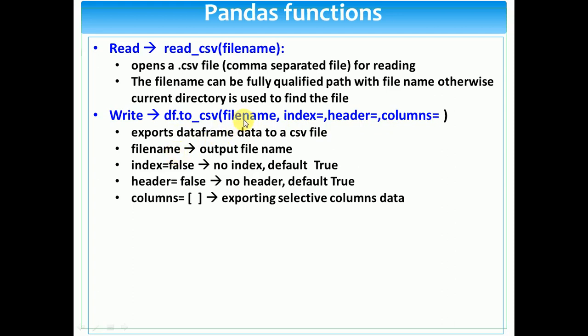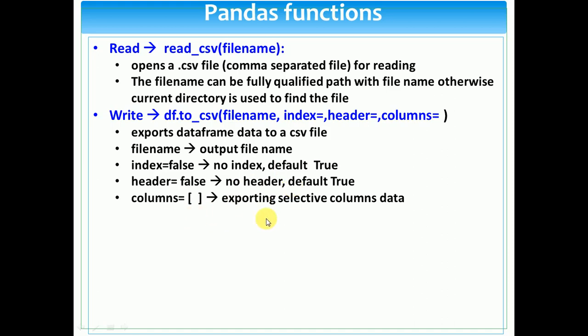Here the file name parameter is the output file name. For the index, if you set it to false, then no index is outputted. Otherwise, the default is true. Then header false means no header in that case. Otherwise, the default will be true, so normally the header also will go in the external file or the output file.